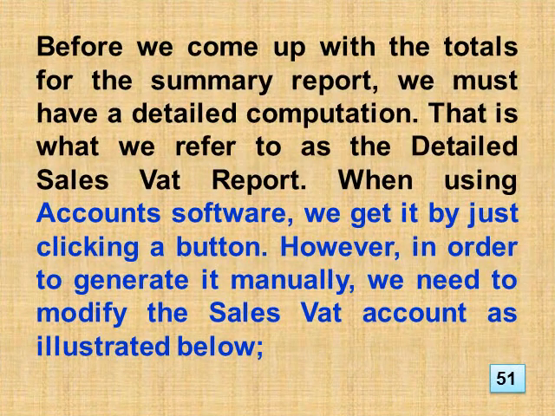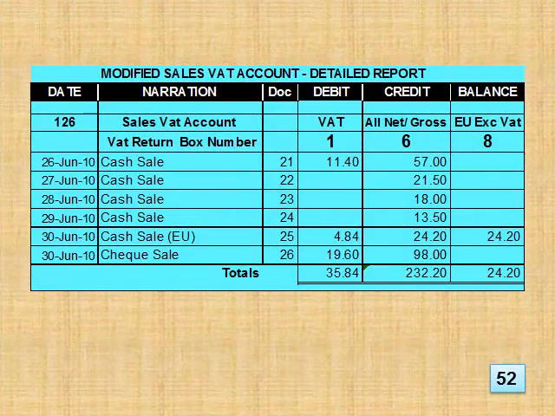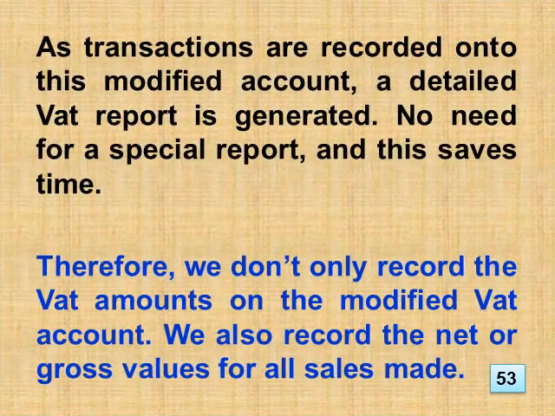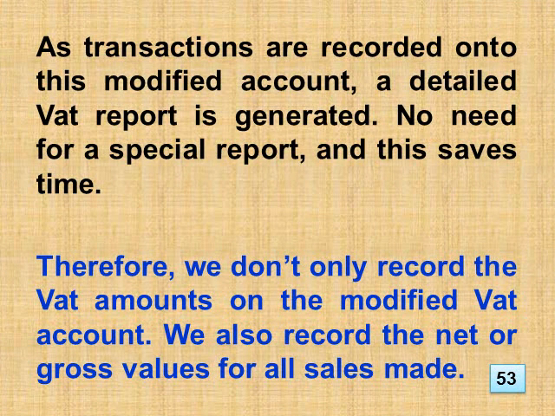Before we come up with the totals for the summary report, we must have a detailed computation. That is what we refer to as the detailed sales VAT report. When using account software, we get it by just clicking a button. However, in order to generate it manually, we need to modify the sales VAT account as illustrated below. This slide has the modified sales VAT account, which also serves as the detailed VAT report. As transactions are recorded onto this modified account, a detailed VAT report is generated. No need for a special report, and this saves time.